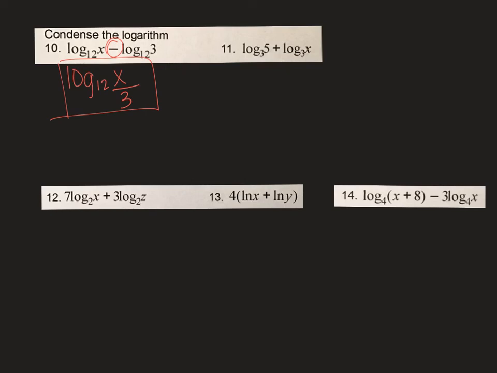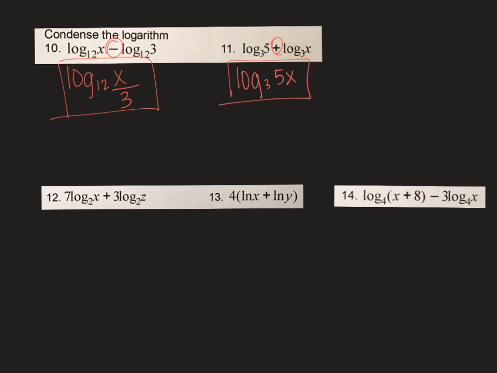And then in number 11, log base 3 of 5 plus log base 3 of x, that plus sign is multiplication. So log base 3 of 5 times x, nothing to simplify, final answer.